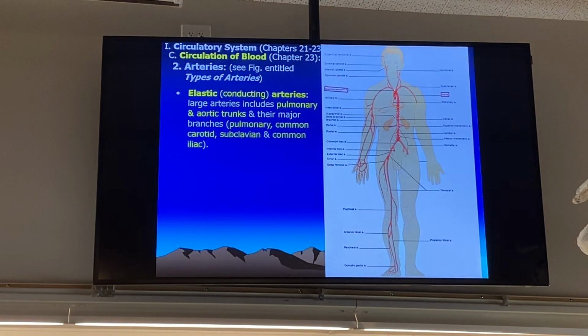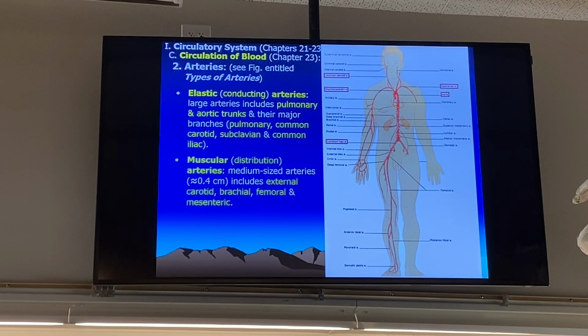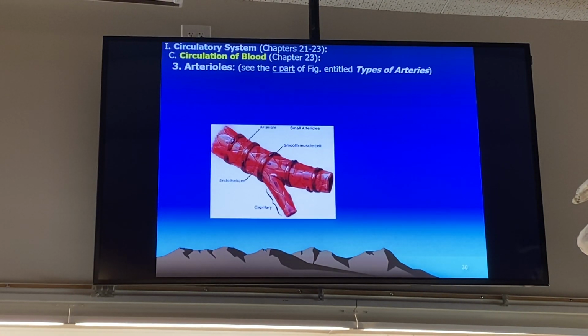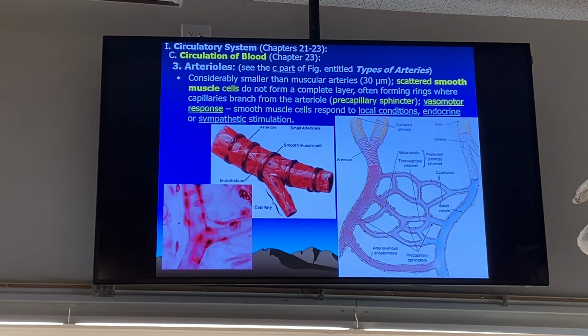So again, if it's got an aorta in the name, common or trunk in the name, it's gonna be elastic. If it has internal and external, chances are it's gonna be muscular. Then when you get to smaller arteries, you eventually get to arterioles, which are the smallest arteries. The tunica media is no longer a complete layer, but individual smooth muscle cells. When there's a single smooth muscle cell going into a capillary, that's called a precapillary sphincter.